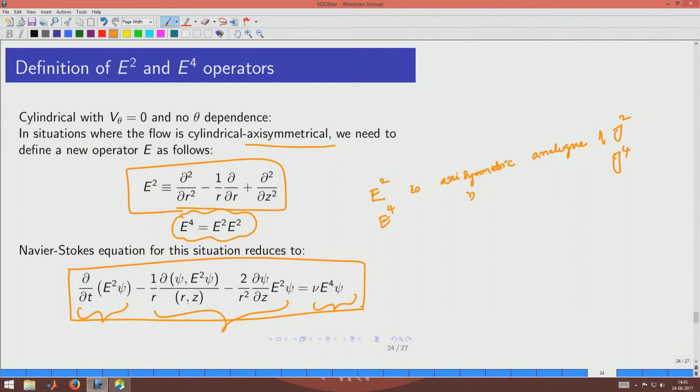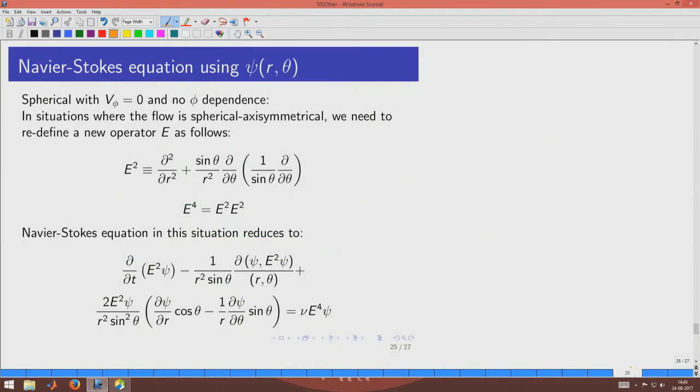So, which means that in a cylindrical axisymmetric case, if the Reynolds number is very small, then how do I approximate the Navier Stokes equation? You could already guess that it is going to look like that. So, this is how the simplicity is coming in.